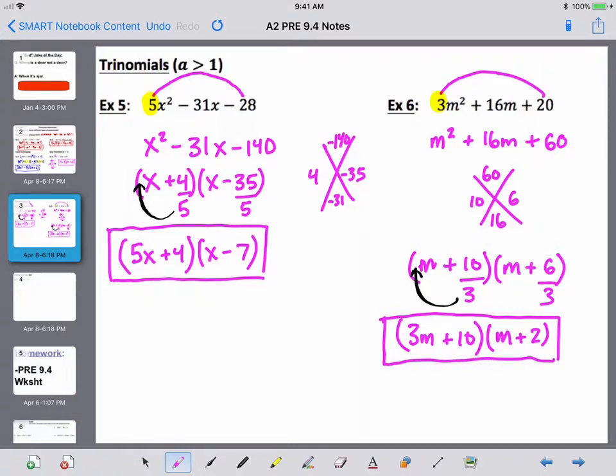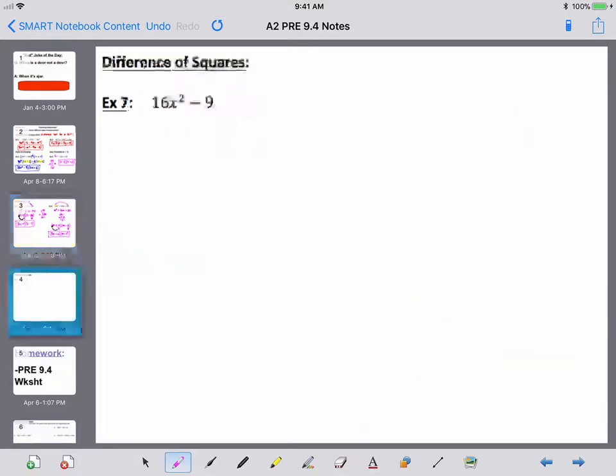Alright, to finish things up, last thing we're going to discuss in section 9.4 is difference of squares. So in general, a difference of squares is if you have some number squared minus another number squared. That always factors into a plus b times a minus b. So we just need to figure out what a and b need to be. Well, they're always just the square root of these two terms.